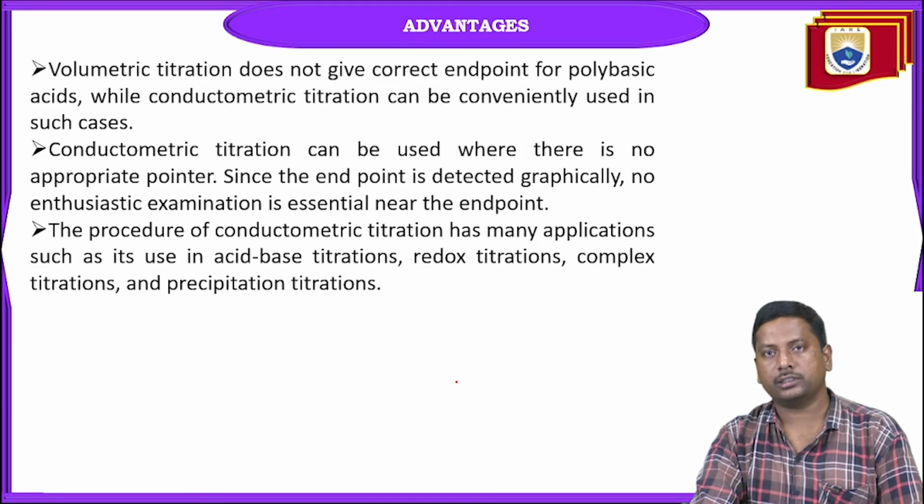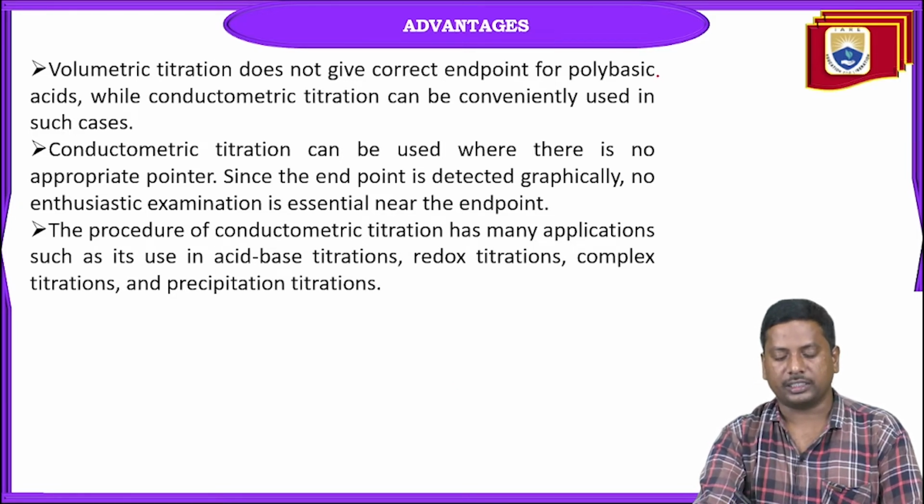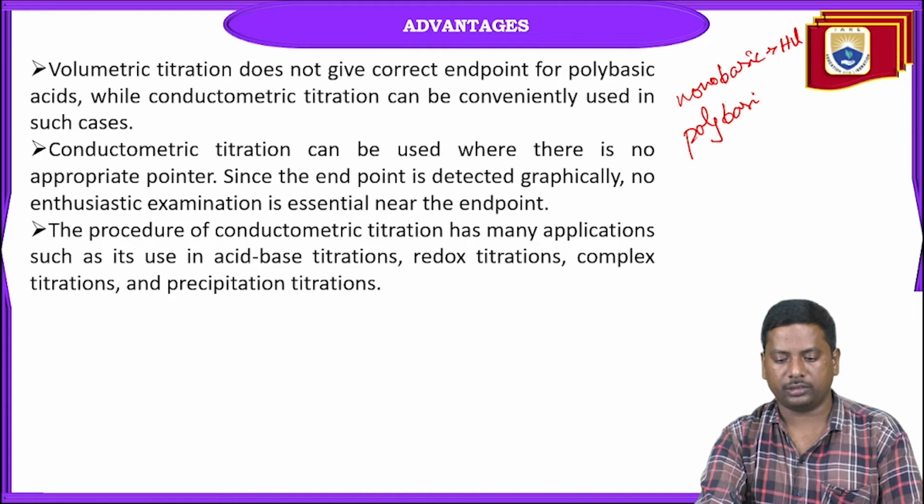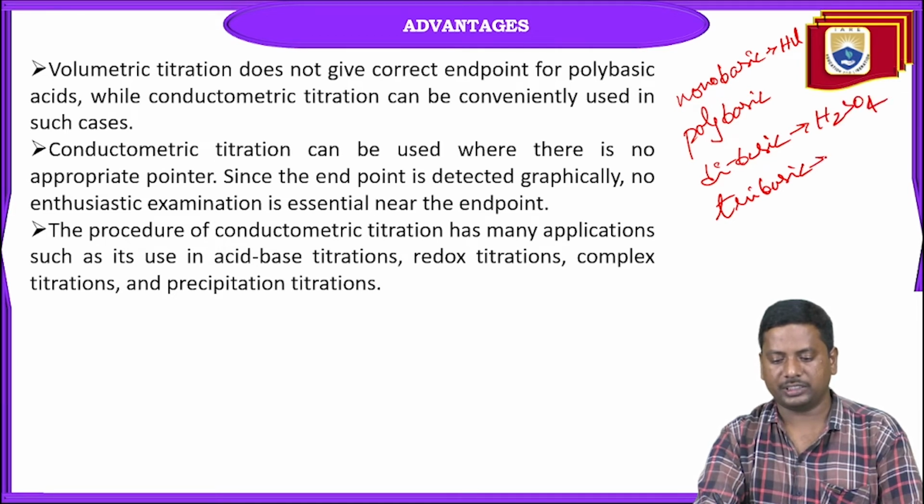And the next advantage is that volumetric titration does not give the correct endpoint for polybasic acids, while conductometric titration can be conveniently used in such cases. For example, monobasic means hydrochloric acid. Polybasic means first of all we consider dibasic and tribasic. Dibasic acid means sulfuric acid, H2SO4, and tribasic acid means phosphoric acid, H3PO4.